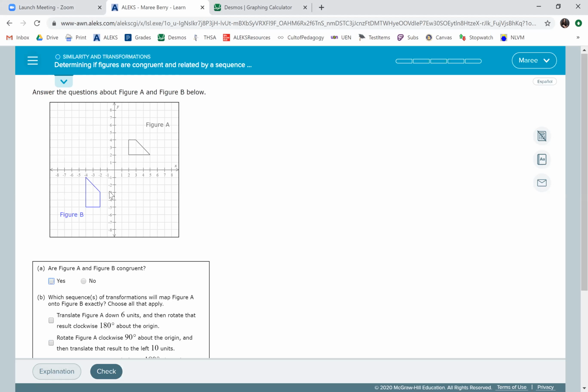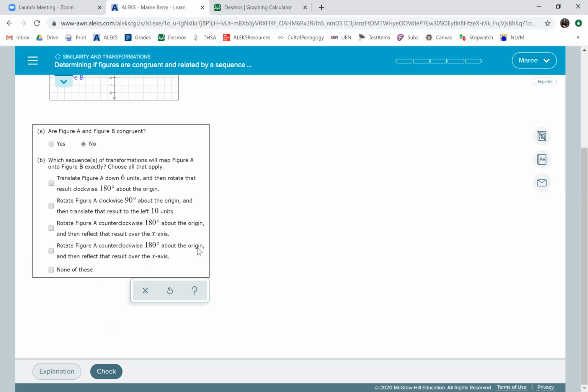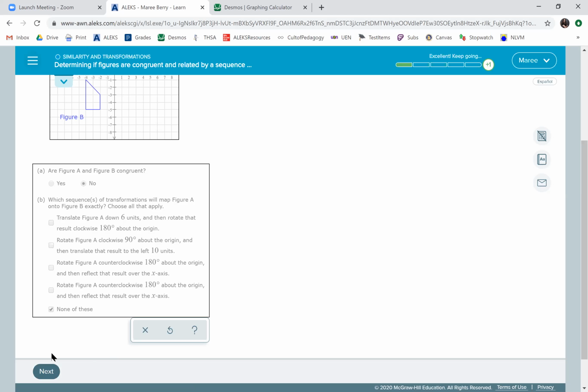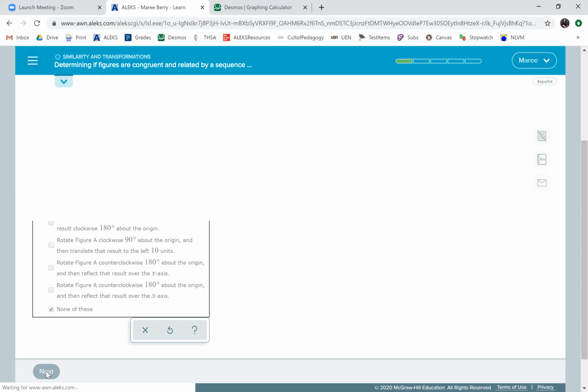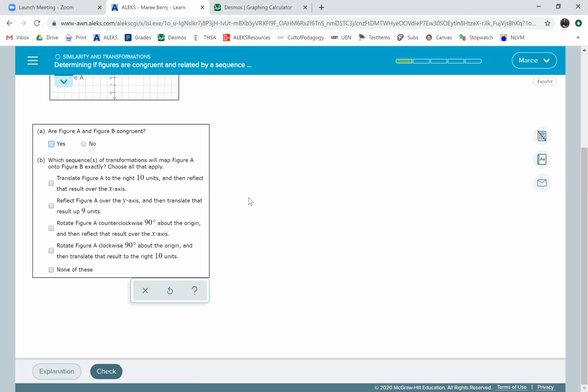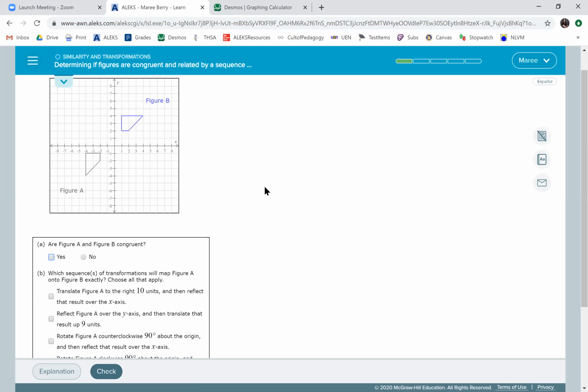So first we can see, oh wait, these are not congruent. That makes it a lot easier. So we'll put none of these because they are not even congruent. Okay, so that was simple. That's good. If they're not congruent, makes it a lot easier. I bet these are. Yes, those are congruent.